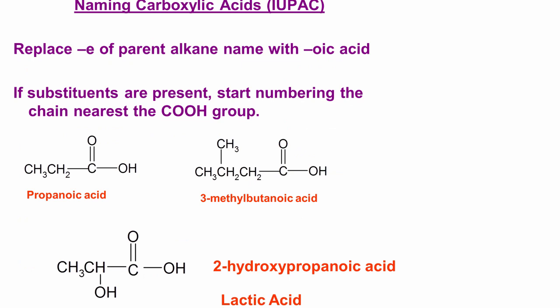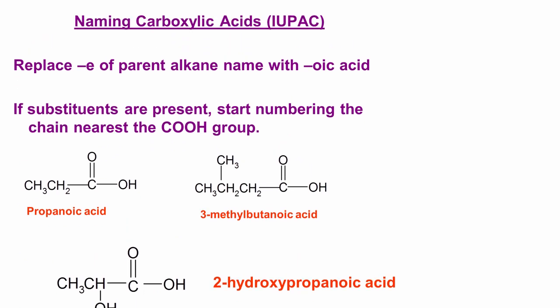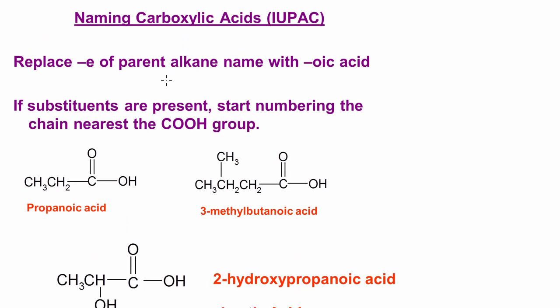We're going to name some carboxylic acids, and basically what you do is name as an alkane, replace the E with oic and acid. So if substituents are present, you number the chain nearest the carboxyl group. Carboxyl group is always carbon number 1. So this one here, we have a 3-carbon acid. This would be called propanoic acid.